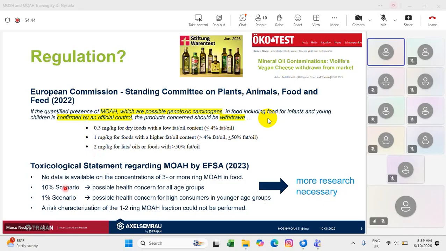These scenarios here are based on PAH assumptions, because for PAHs there's a lot of scientific data, and EFSA just took numbers for PAHs and tried to use them for MOAH evaluation. It's not 100% correct, but as I said, I think that was a lot of pages, it just ended with the conclusion we need to do more research. Thank you.